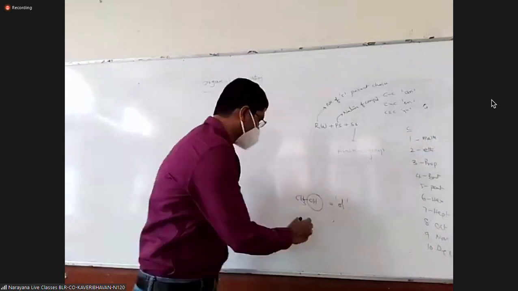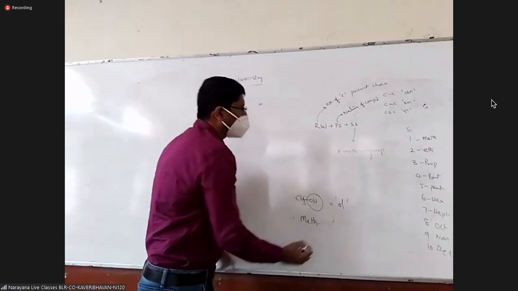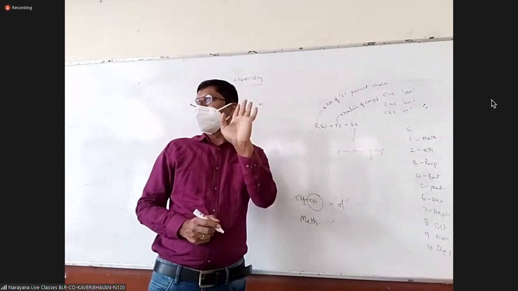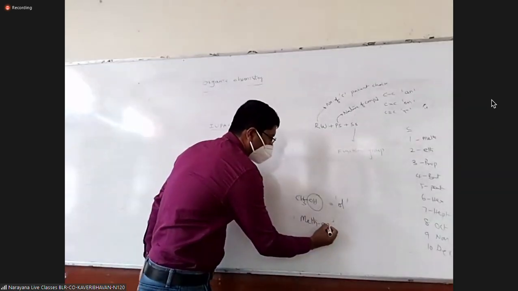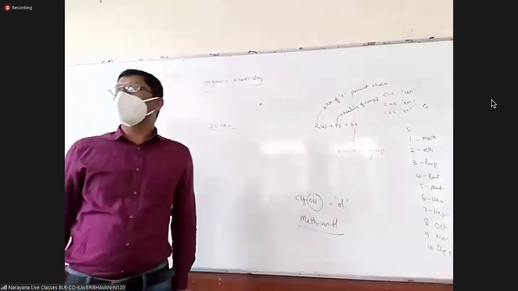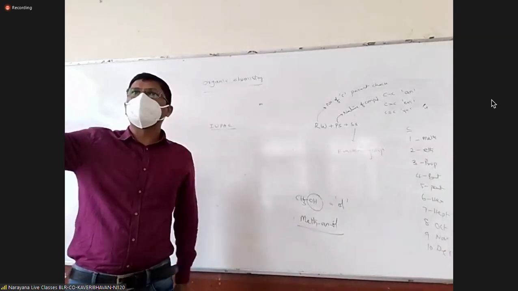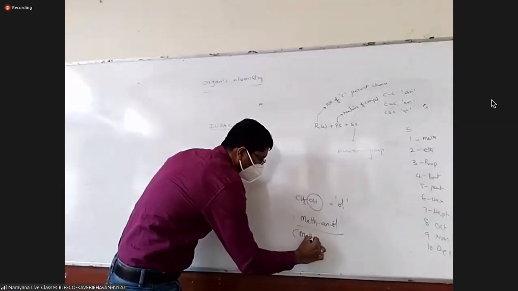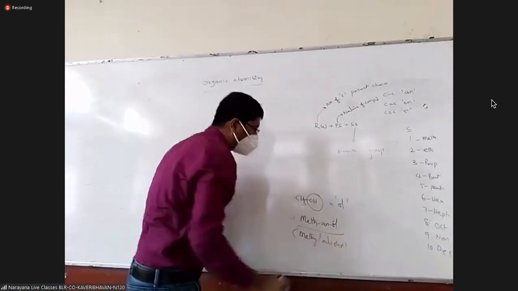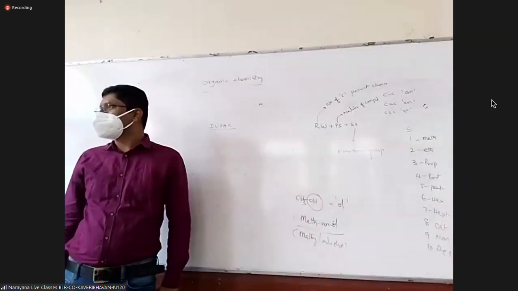There is only one carbon, so the root word is METH. Tell me the primary suffix. There is only one carbon, a single bond only, so it is AN. What is the functional group? OL. So its name is methanol. That is its IUPAC name. The common name is methyl alcohol. Methyl alcohol is the common name, methanol is the IUPAC name. I think you understood.